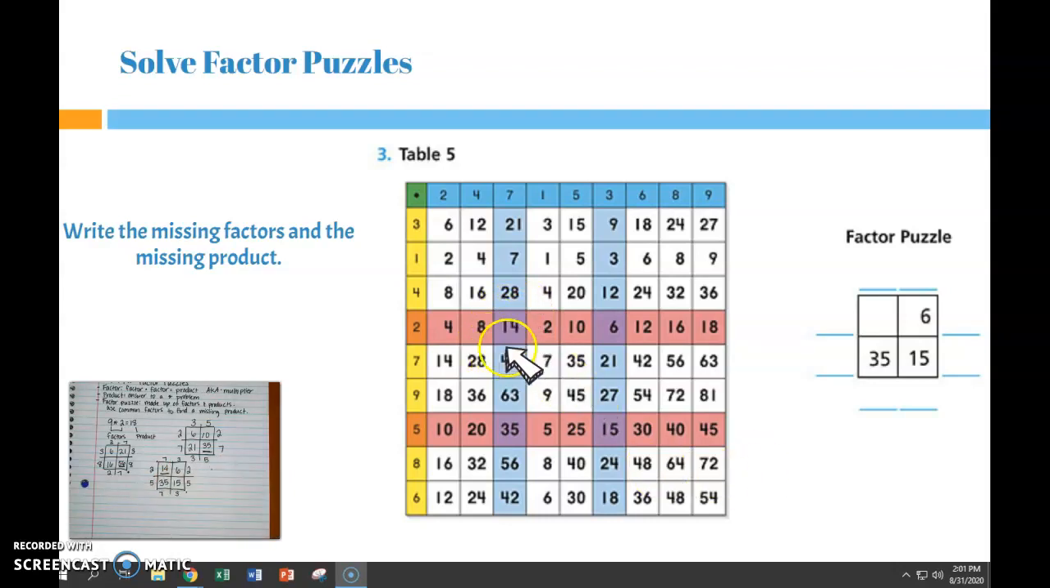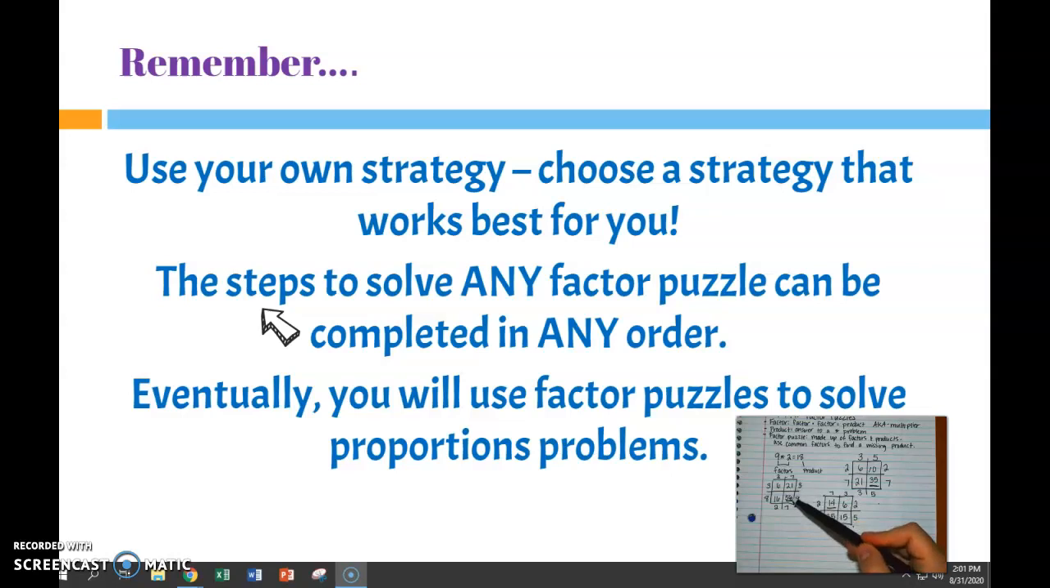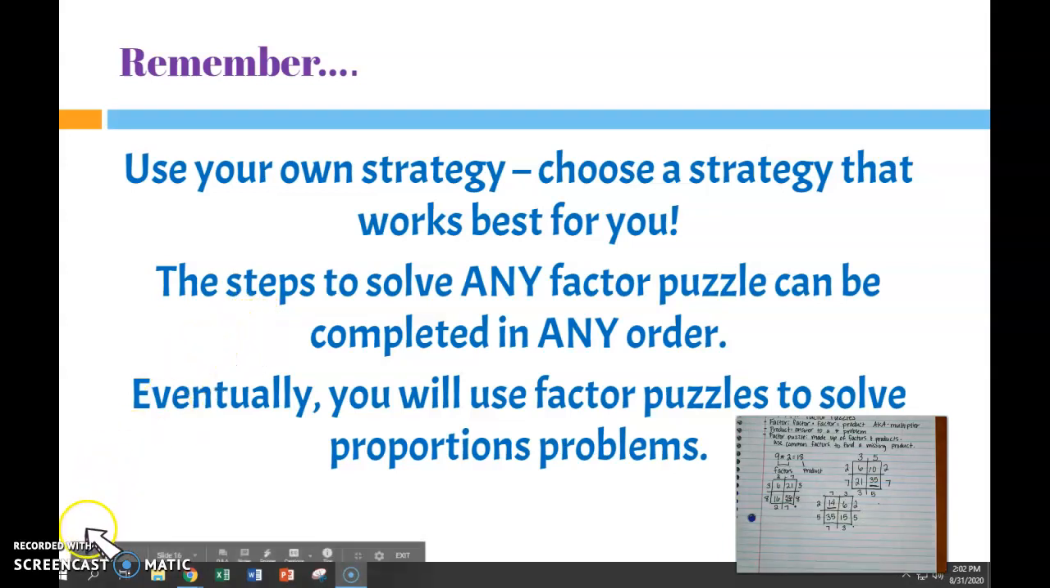You might have noticed the connection to the multiplication table. It was right here. It wasn't hiding from you very well this time. Remember, as you go through this unit, use your own strategy. Choose a strategy that works best for you. That might be factor puzzles. That might be having a multiplication table nearby to help you. The steps to solve any factor puzzle can be completed in any order, so you don't always have to go with the vertical products first. You can go horizontally wherever you see the common factor first, and eventually you'll use factor puzzles to solve proportion problems.